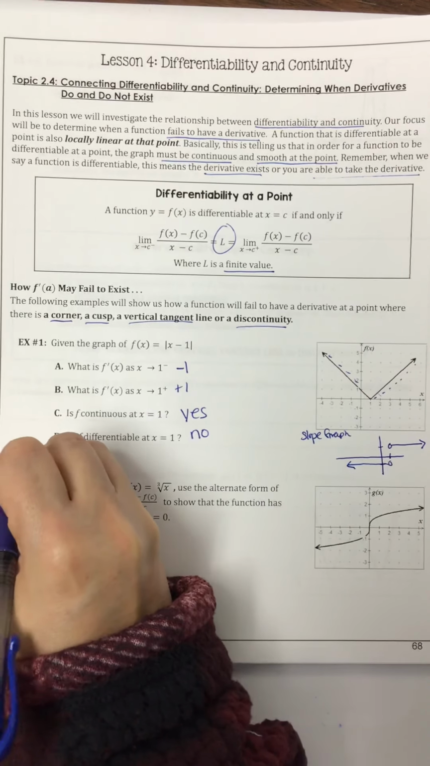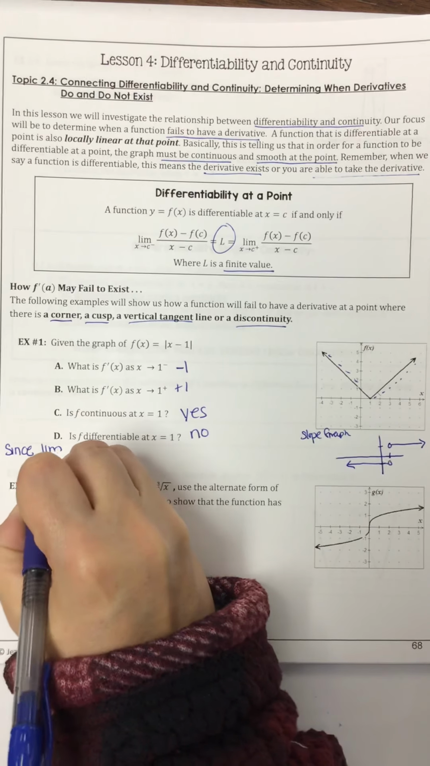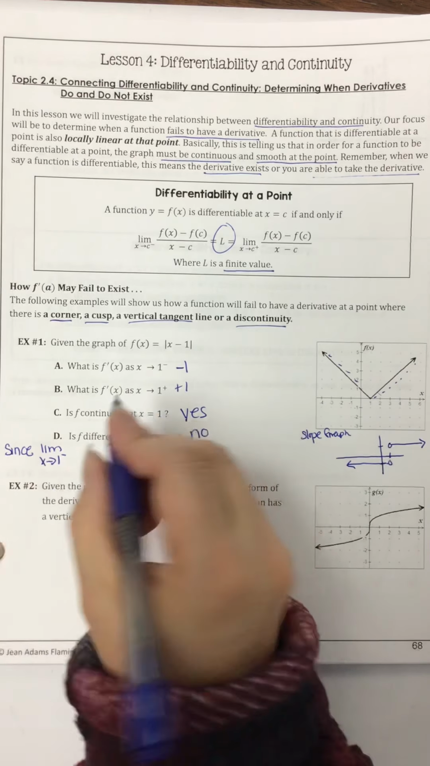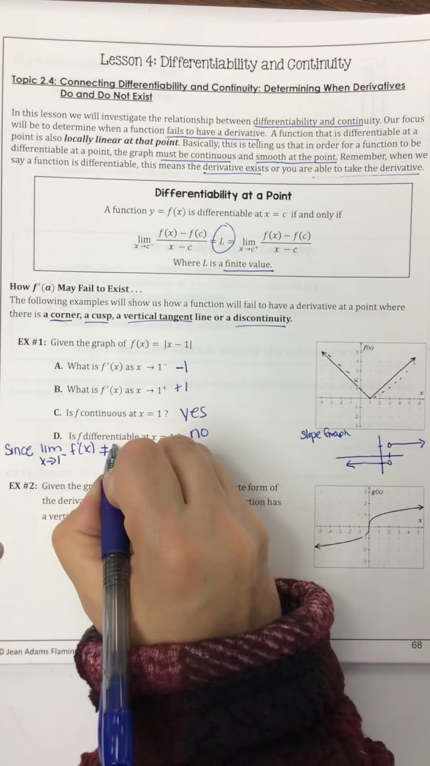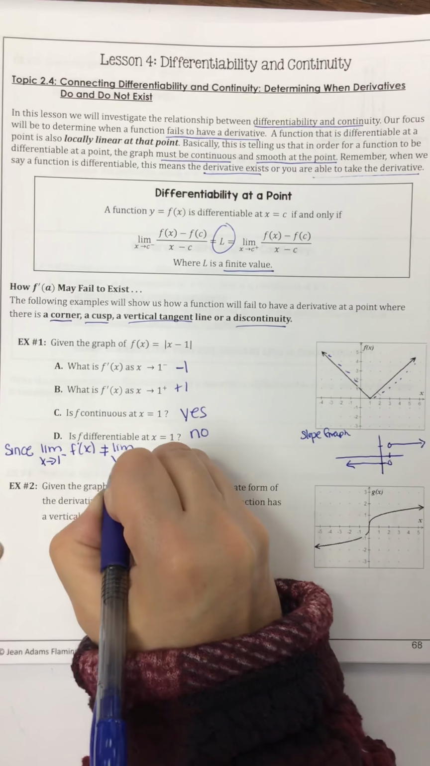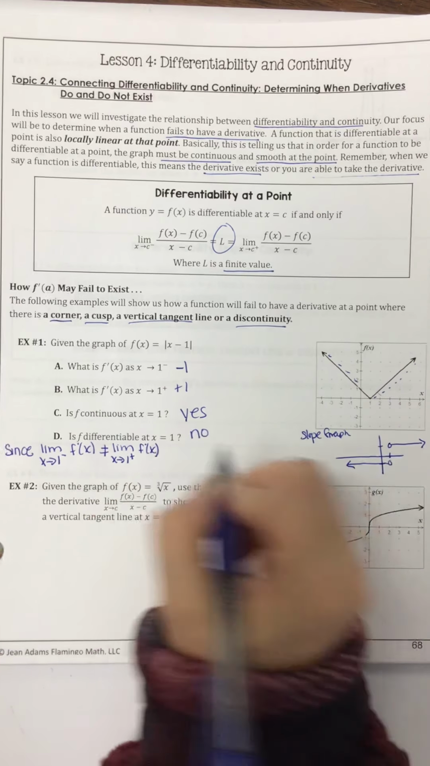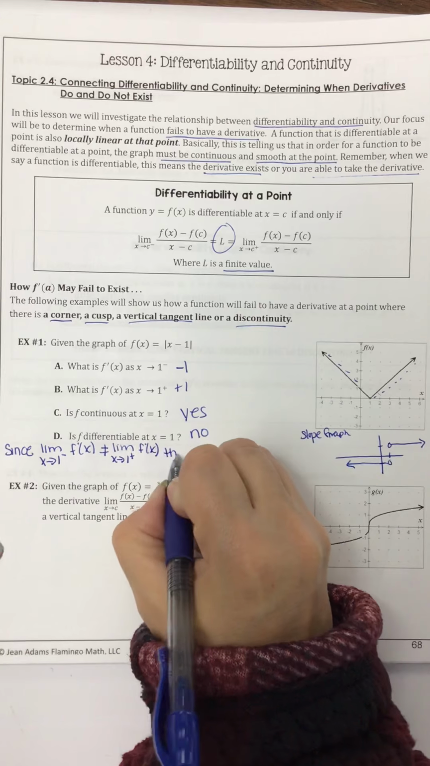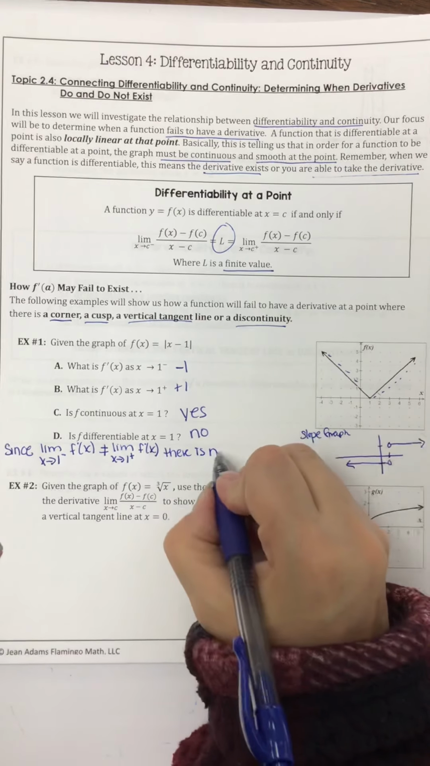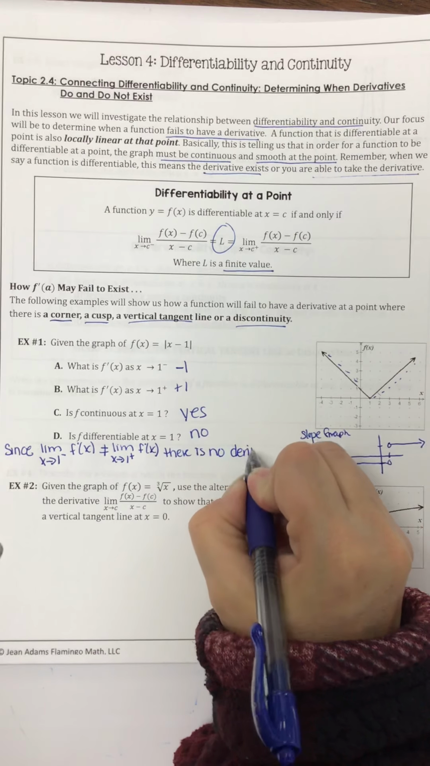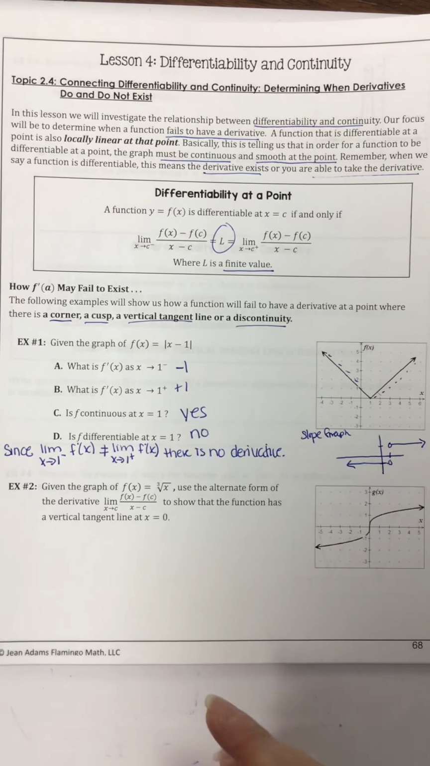So since the limit as x approaches 1 from the left of f prime of x does not equal the limit as x approaches 1 from the right of f prime of x, there is no derivative. So that's that justification piece that we always have to do with free response, right?